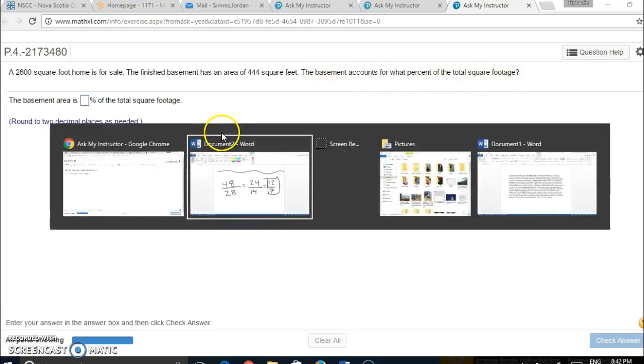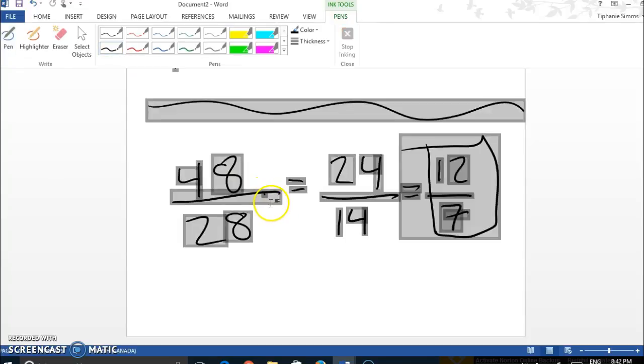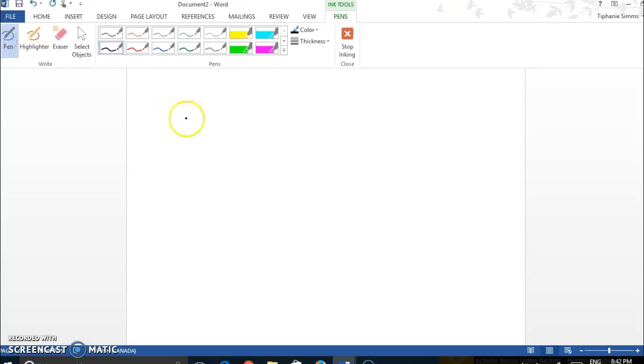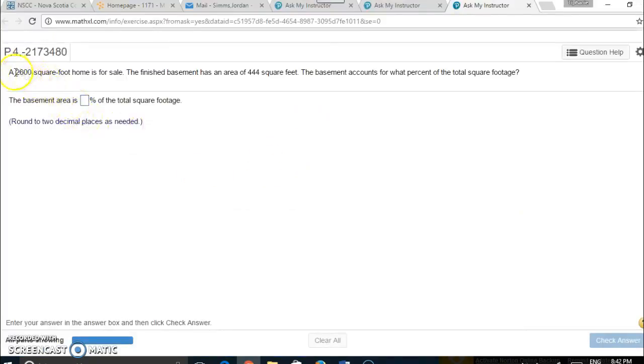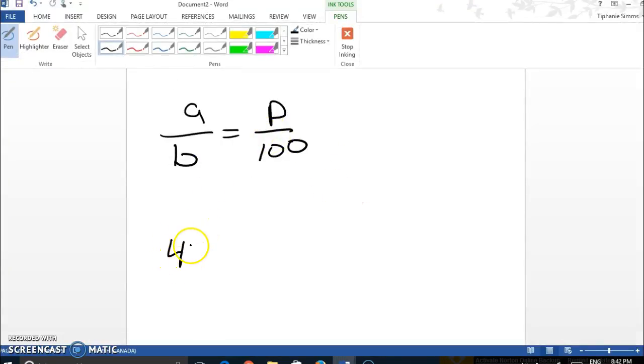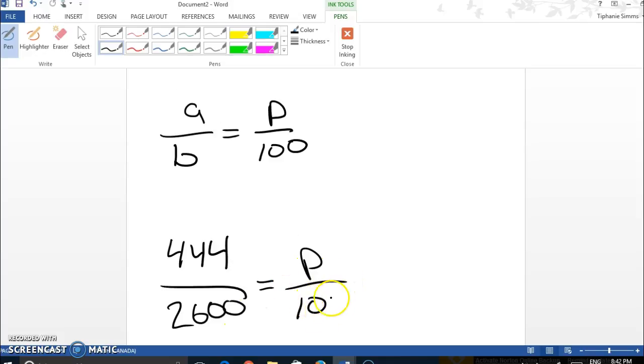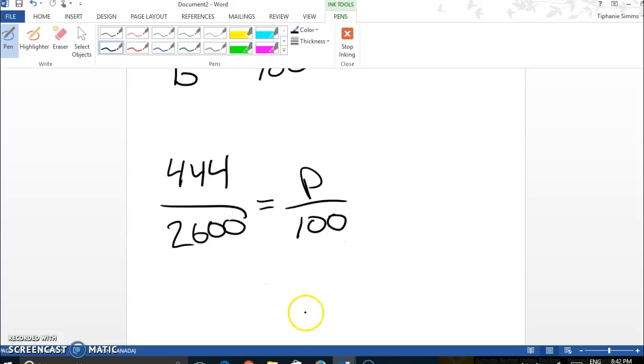Okay, so let's think about this in terms of a proportion. With proportions, remember we have an amount over a base, and that equals a percent over 100. So we know just by going back to this question, the total square footage of the house is 2,600, and we know that the amount is 444. So let's set this up as 444, here's our amount, over 2,600, and that's going to equal P over 100. So again, now cross multiply, solve for P, and that's going to be your answer right there.